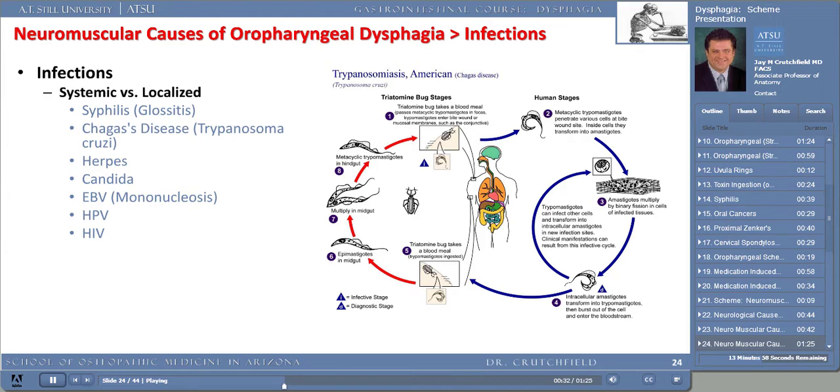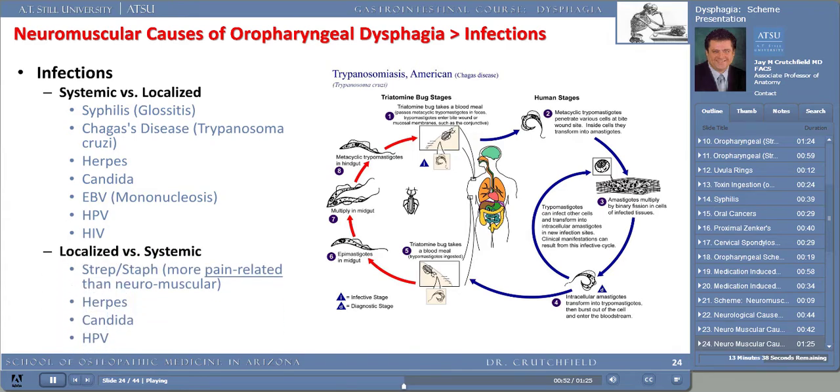Chagas disease does not cause painful swallowing, but does cause difficult swallowing. Herpes and Candida, Epstein-Barr virus, and mononucleosis all can cause painful and difficult swallowing. HPV infections and of course HIV can cause oropharyngeal dysphagia. Then other infections such as strep throat are actually more pain related than they are neuromuscularly related.